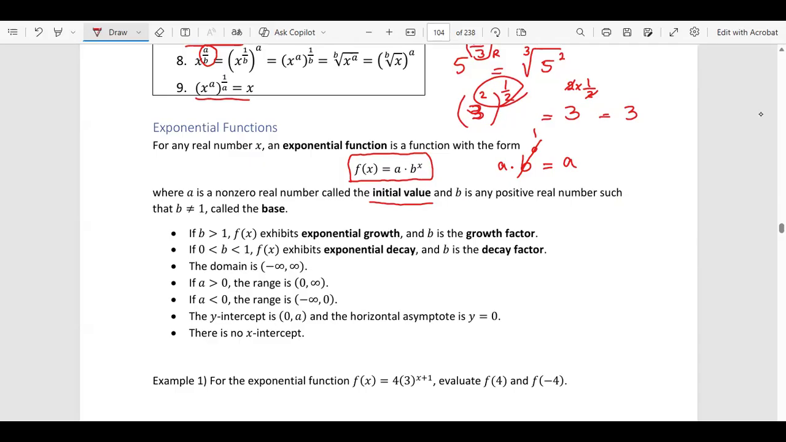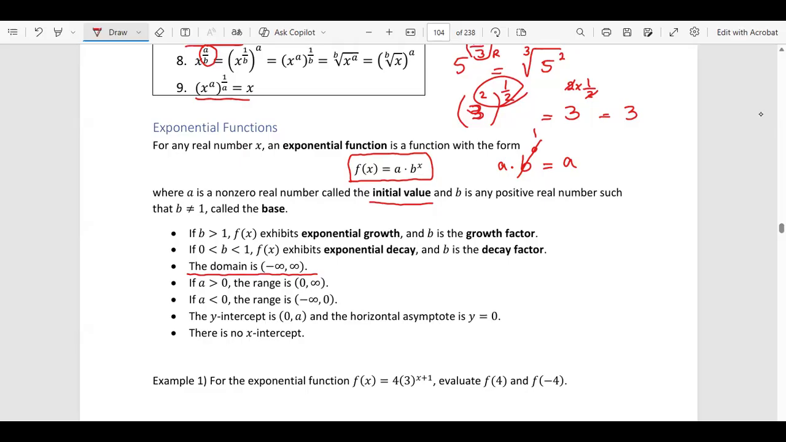The base is b, x is the power, and x can be any number. We don't have any restriction for replacing numbers for x. That's why we say that the domain of the exponential function is all real numbers, because we can replace any number for x. We can have a positive exponent, a negative exponent, a zero exponent, we can have decimals, fractions, negatives, any number. So that's why the domain is all real numbers.